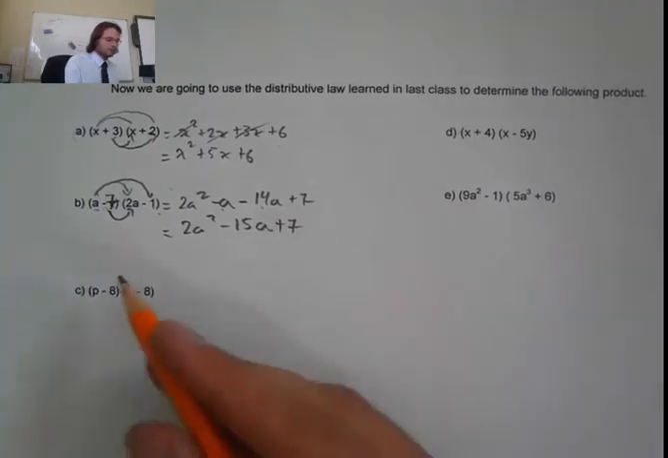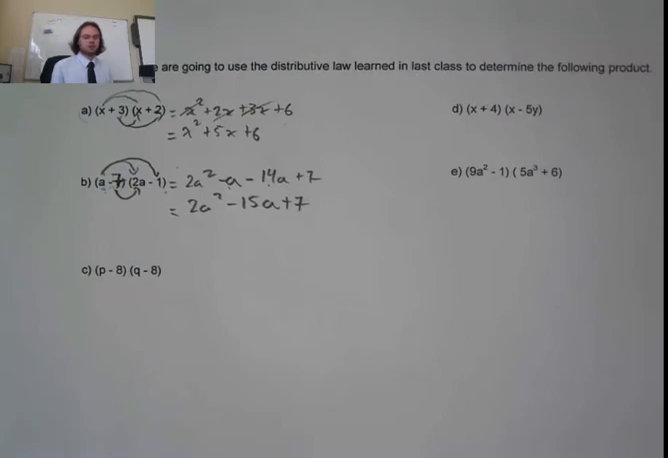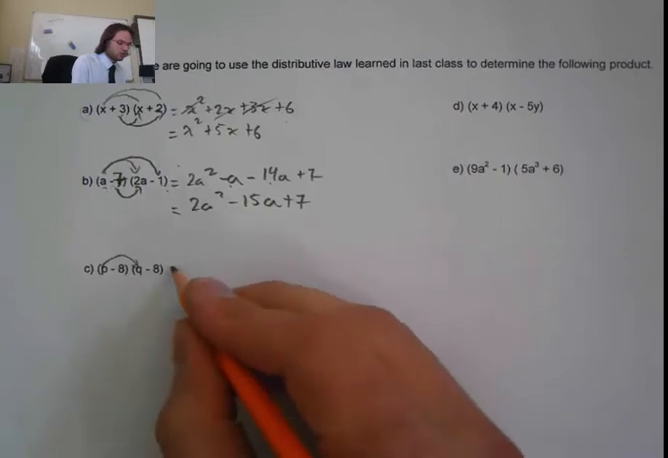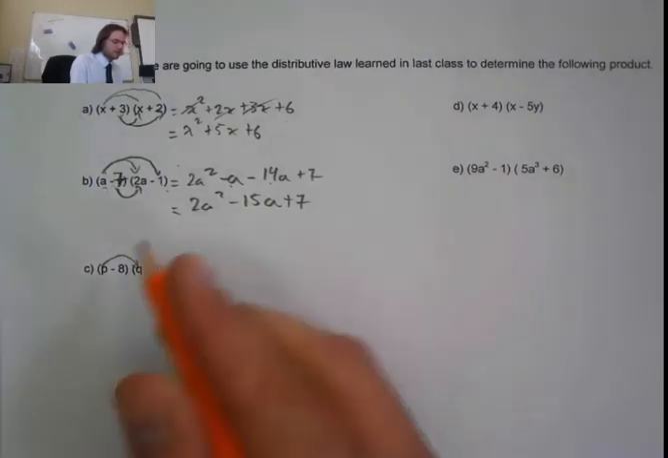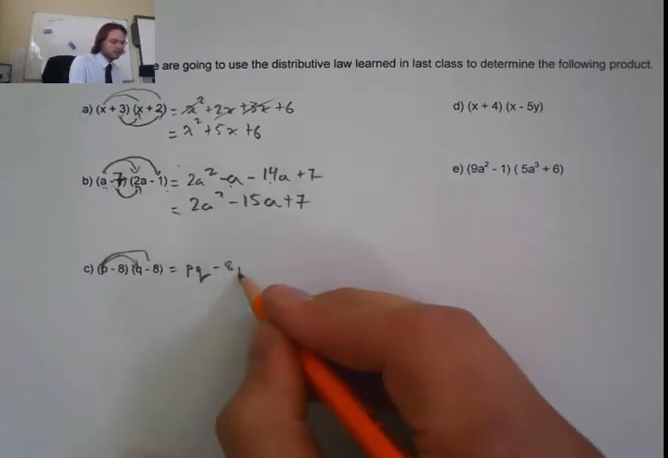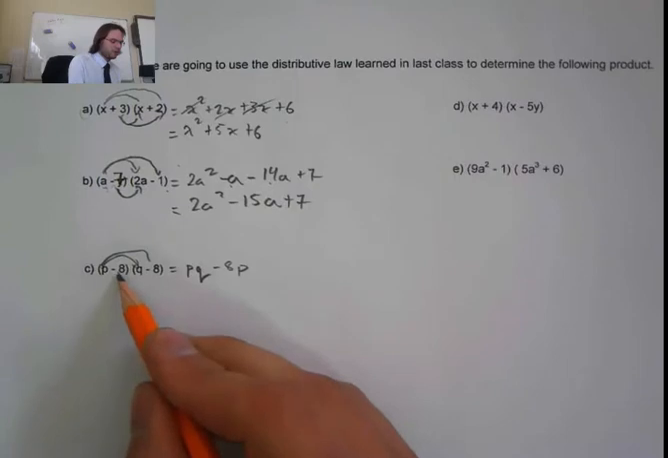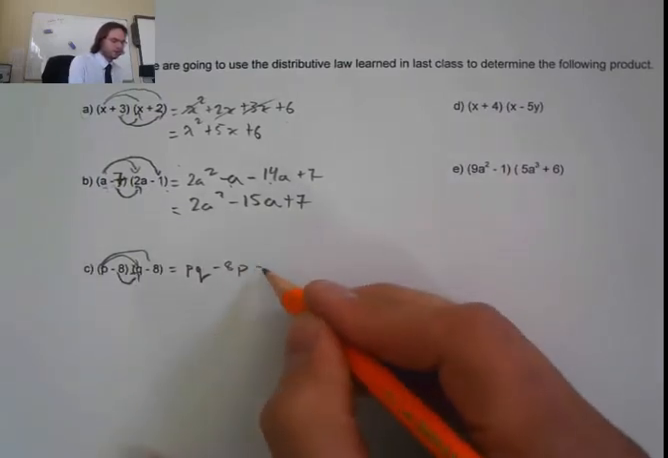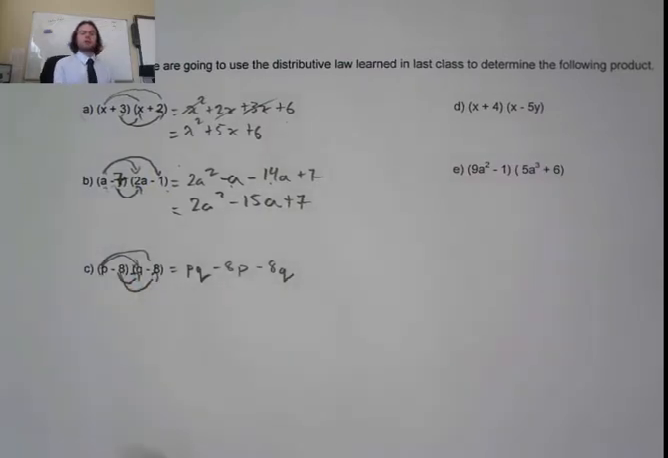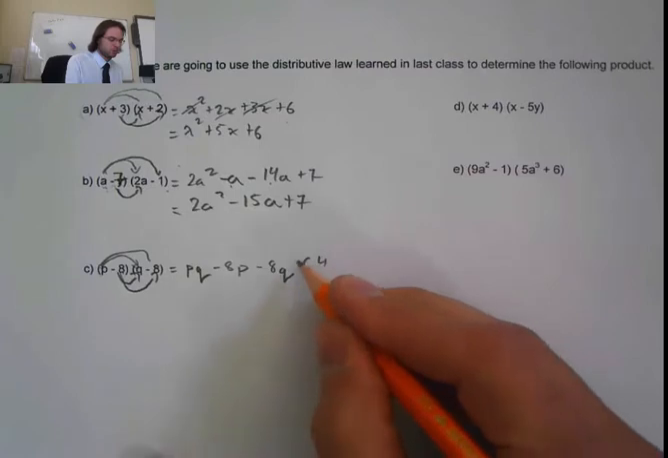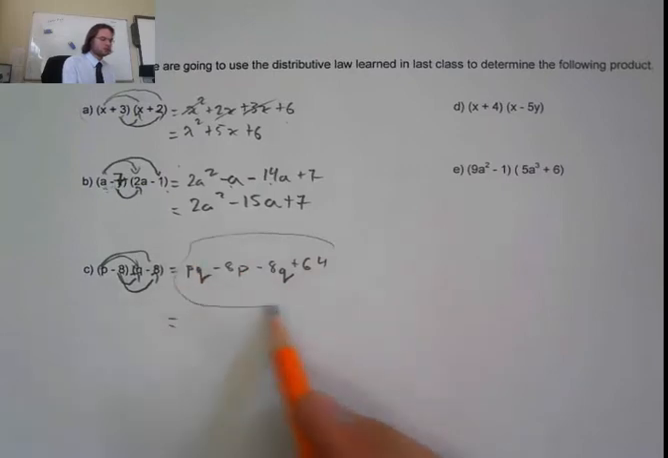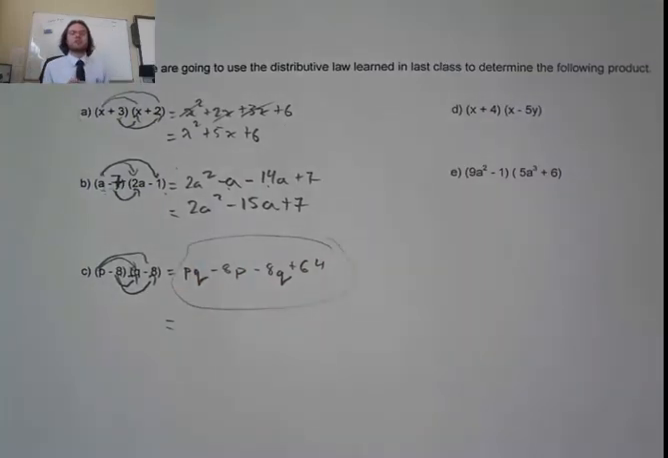Okay, let's take a look at c. C we have p and q, so they're slightly different. So I'm going to first go this multiplied by that, which gives me p cubed. Then I have to go p multiplied by negative 8, which gives me negative 8p. Okay? Now I have to go negative 8 multiplied by q, which gives me negative 8q. Then I have to go negative 8 multiplied by 8, which will give me 64. Positive. So let's combine this the best we can. Well, I can't combine anything there, so I just must leave it like that, because p's and q's are different.